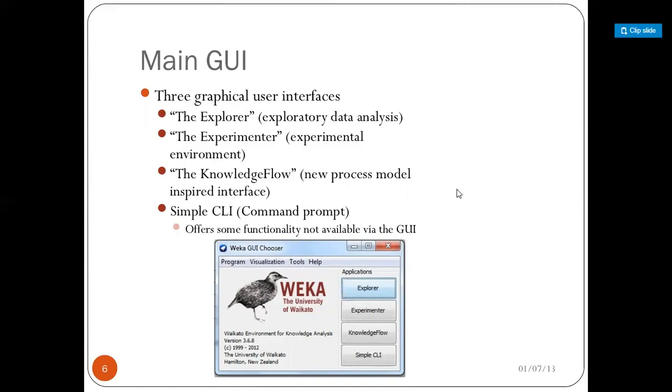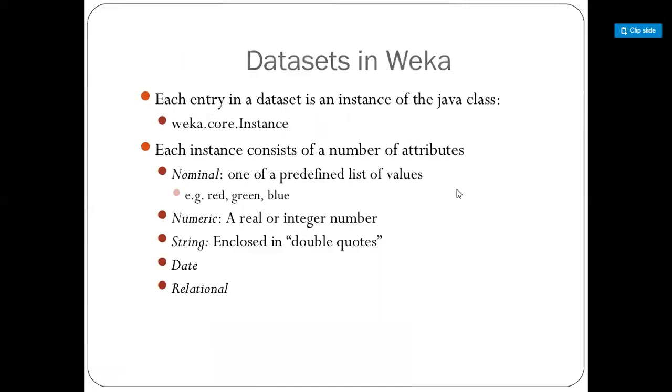The given is the screen of the first thing that you will get after installing Weka on the system. Here we can see all the interfaces on the first page: Explorer, Experimenter, Knowledge Flow, and CLI. This is the first page that you will get after installing Weka. These are the main GUIs through which you will perform your data analysis.